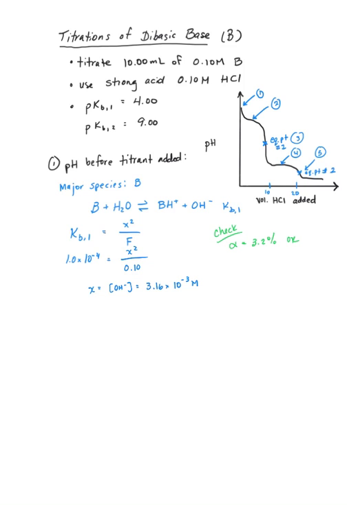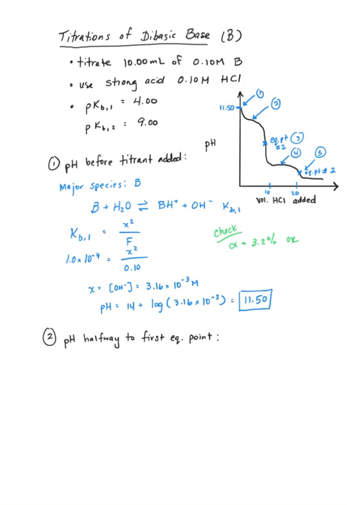If we check our assumption here, alpha is 3.2%, which is okay. Our concentration of hydroxide ions, then, to a good approximation, is 3.16 times 10 to the minus 3 molar. And the pH is equal to 14 plus the log of that concentration, or 11.50. So our titration curve is going to start around 11.5.